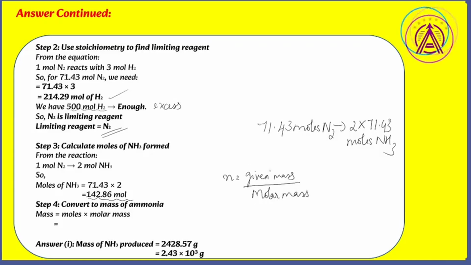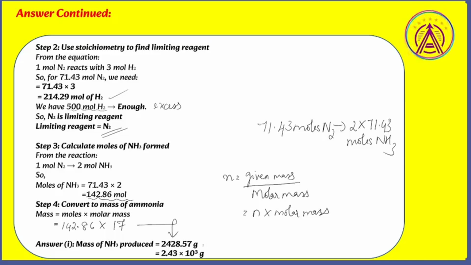So if I calculate from here, my given mass will be nothing but moles into molar mass, which is nothing but 142.86 into molar mass is 17, which gives me 2428.57 grams, which I can write in the scientific notation as 2.42857 into 10 to the power 3 grams.